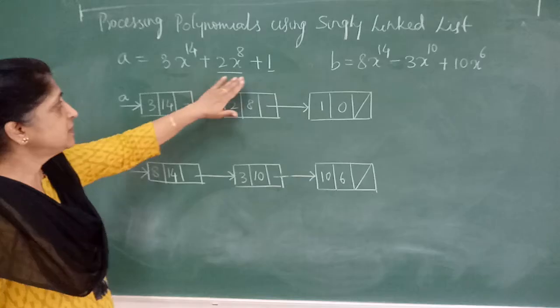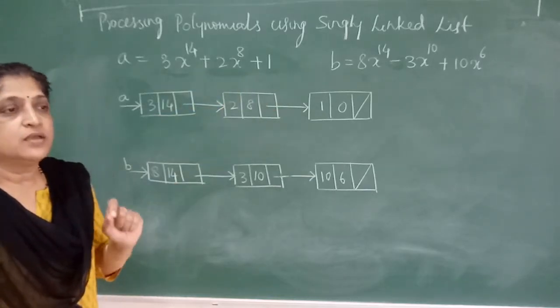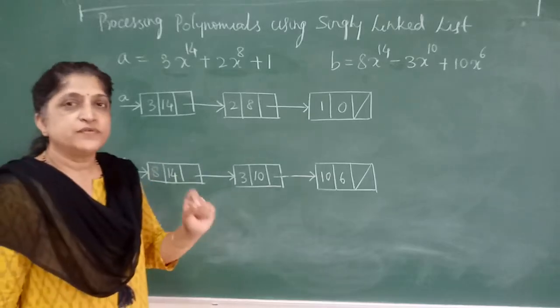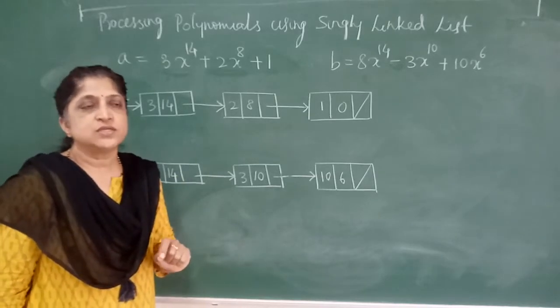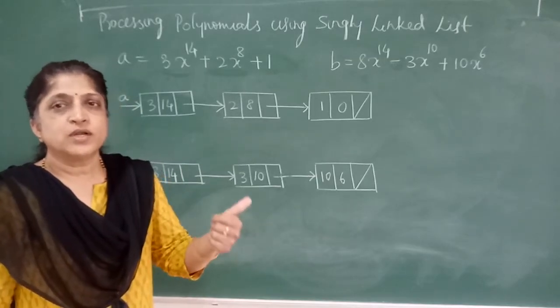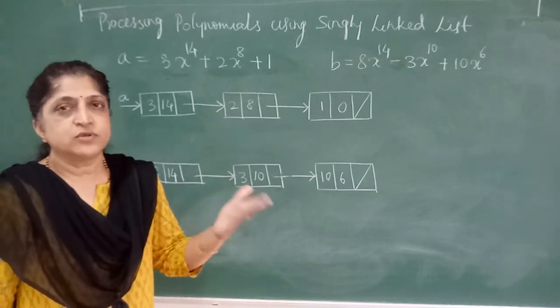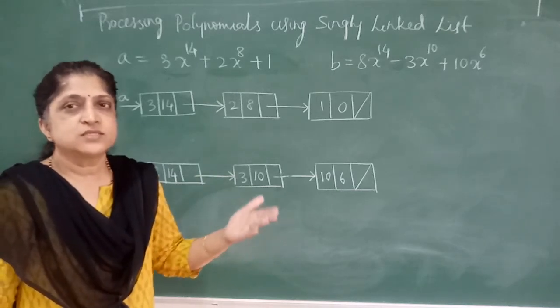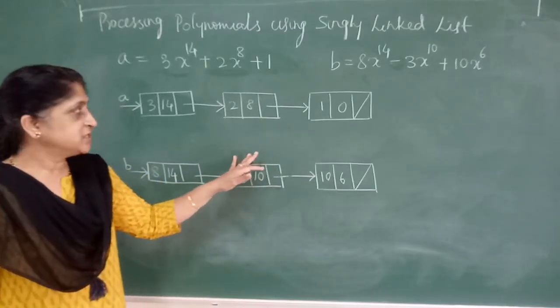Then while representing the polynomials as a single linked list, we have to represent the coefficients and the exponents. We have to define structure in such a way that there are two fields, one to hold the coefficient and one to hold the exponent, and of course one to hold the link to the next node. Here I have drawn the single linked list representation.